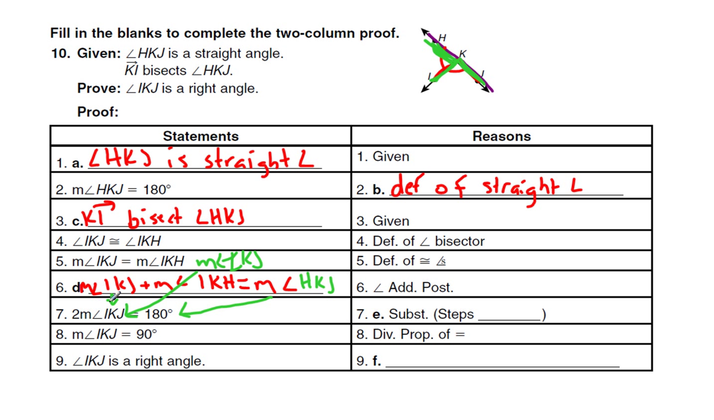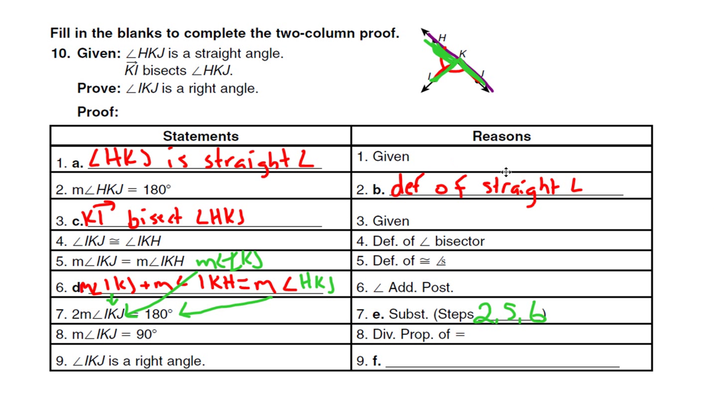If not, rewind it. Watch it again. Okay, so what steps did we use here? We knew HKJ was 180. That was from step 2. We knew that IKJ was IKH from step number 5. And we substituted all of this on the left side from the information in step 6. So we used all 3 of those steps to come up with this part here.